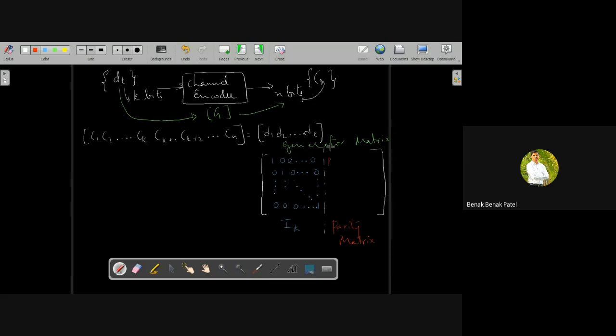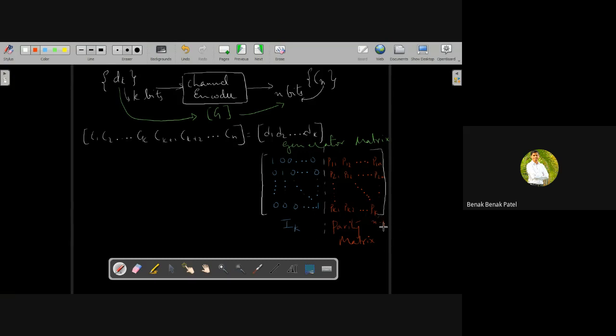the first element of this parity matrix P11 followed by P12, and the last element is P1n. Likewise, the second row elements are P21, P22, P2n. Likewise, the last row elements are pk1, pk2, and the last element of the last row is pk comma n minus k.